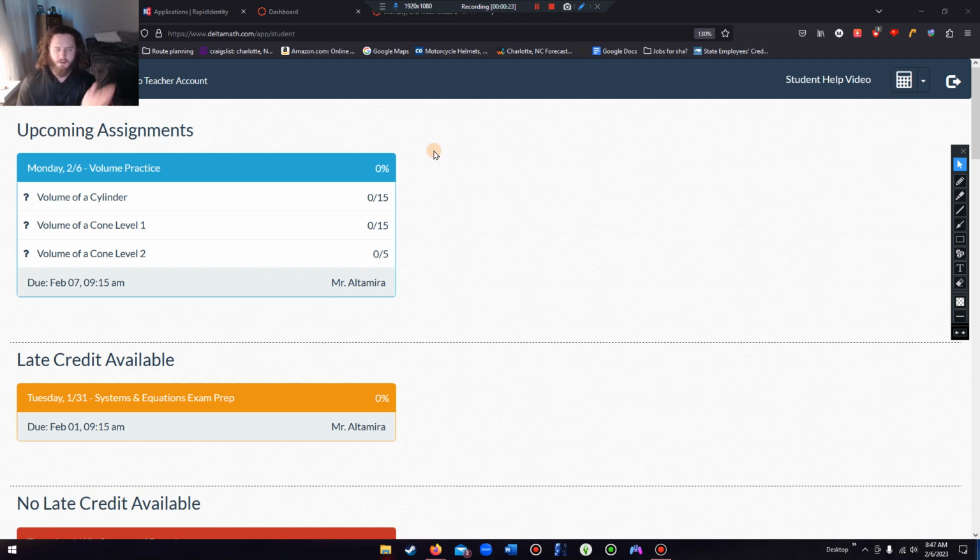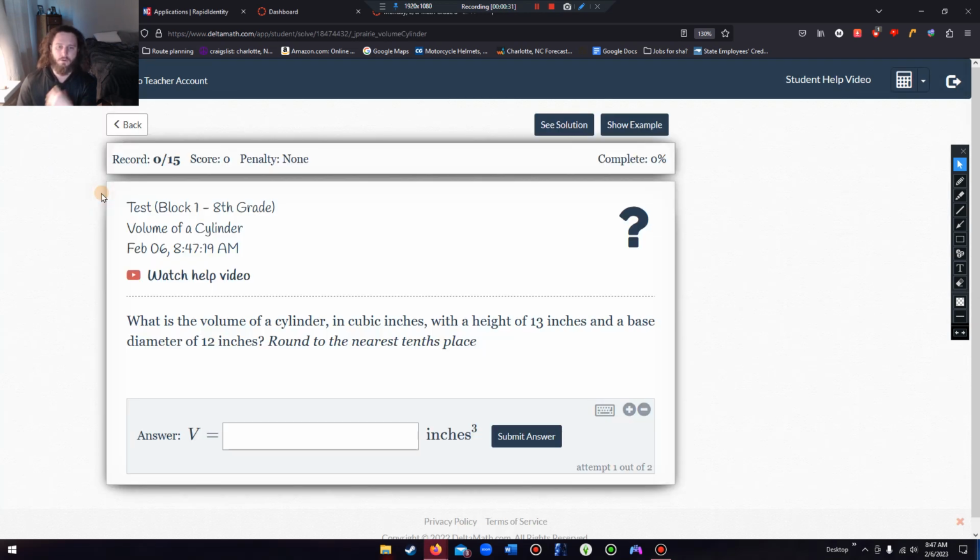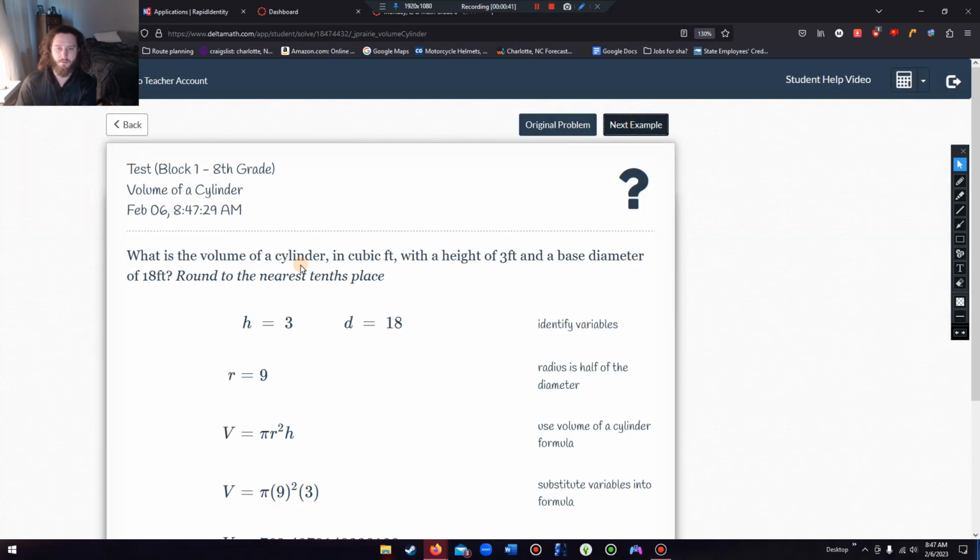Anyways, today we are doing something new. Might be a little scary since I'm not there for us to take notes, but I promise it's not that hard. So first, volume of cylinders. All it is going to be is a formula. I can kind of show you this with the examples.